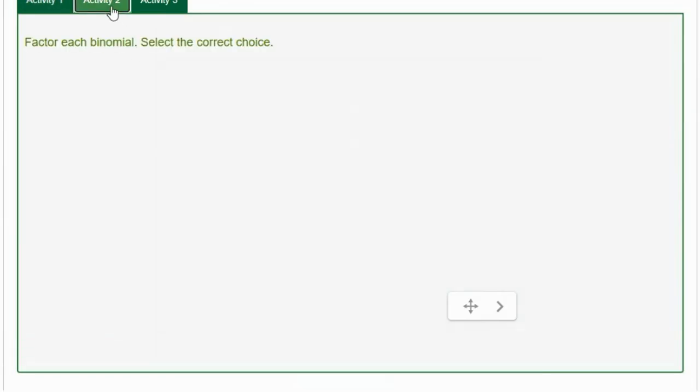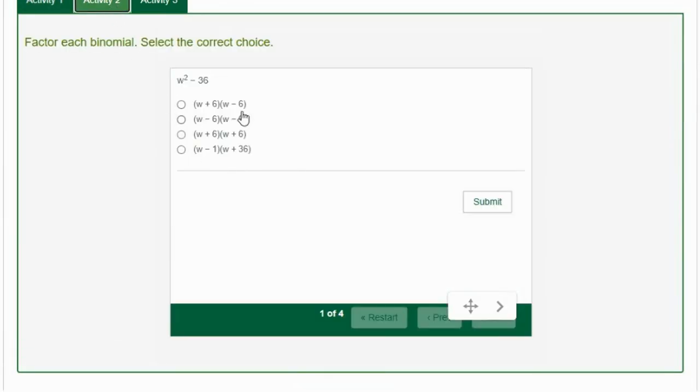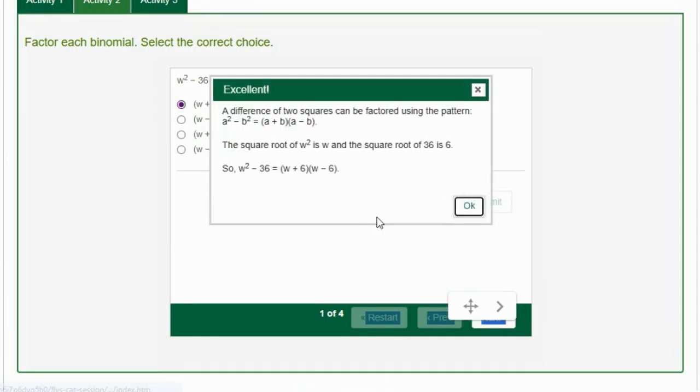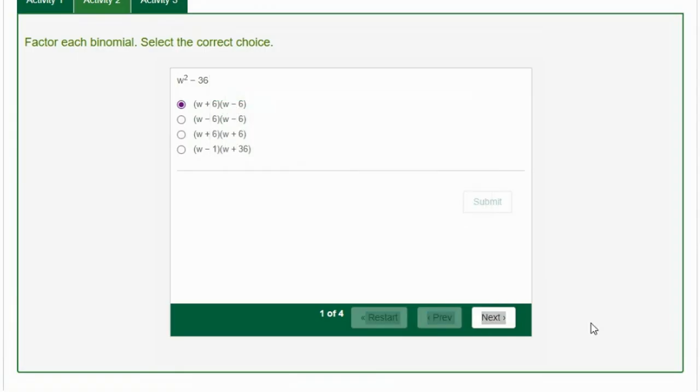But activity 2, what is the factored binomials for this? Activity 3, and there's 4 of these problems here. There's 4 there. There's 4 there. See down at the bottom. Once you choose the factors and submit, yay, excellent. You can do another problem. So there's 4 problems. Page 6.